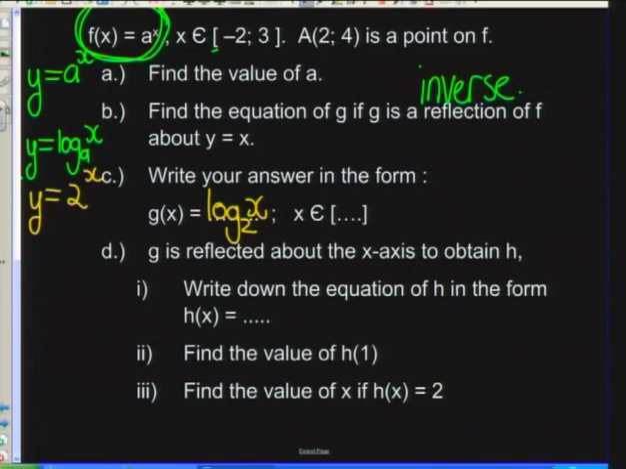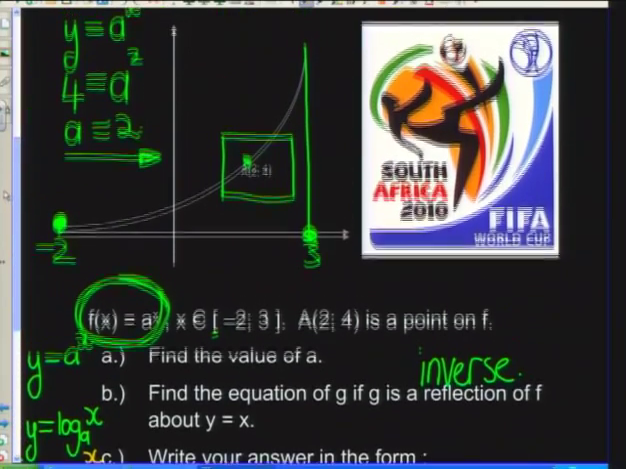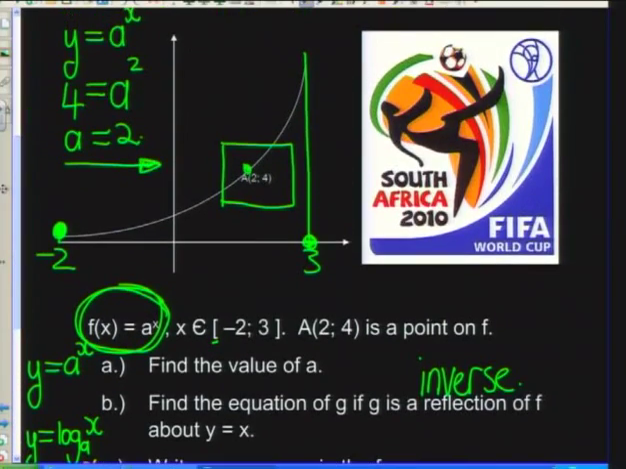Okay. Now they start asking us about the domain of my inverse graph. So let's go back to our original graph. For my original graph, the domain, because it was restricted by the question, was x an element of -2 up to and including 3.